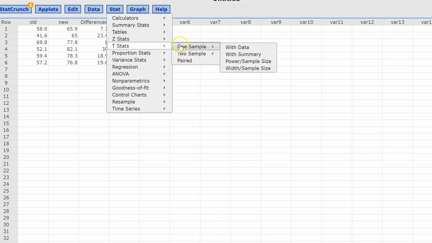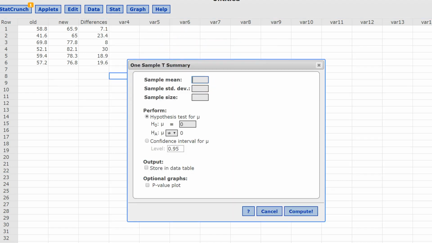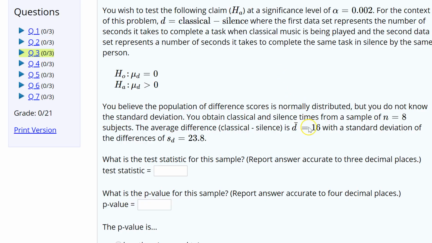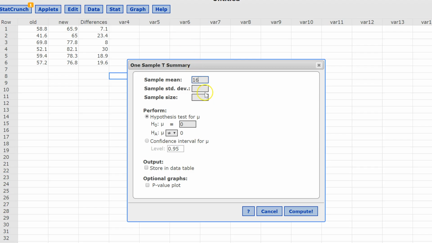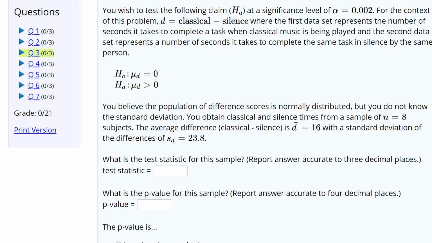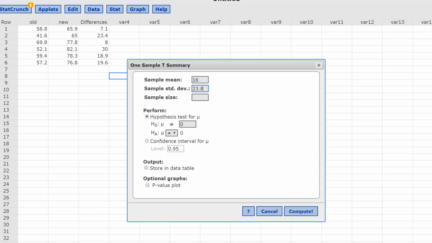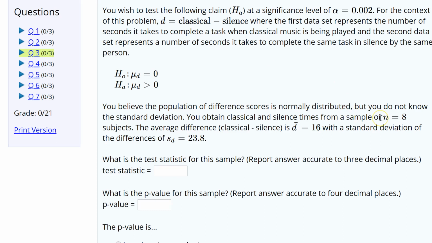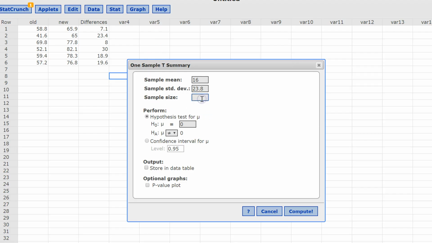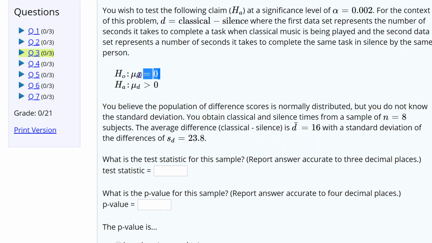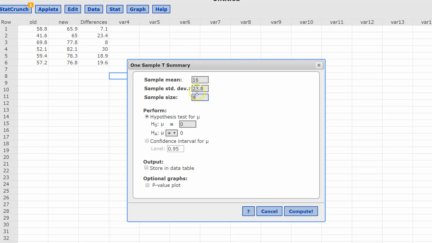So on here, t, one sample, with the summary statistics, instead of the sample mean of a single sample, we're looking at the sample mean of the differences. So in this case, 16. For the sample standard deviation, we're just going to take the sample standard deviation of the differences, which is 23.8. And our sample size is the number of differences that we have, not the number of measurements. There were 8 people that have 2 measurements each, but it's the 8 people that we're going to be using. So n is equal to 8. And again, we'll just compare it to our hypotheses that's given. So again, we're looking at the mean of the differences is 0, because that means no difference, and we're looking specifically for greater than.